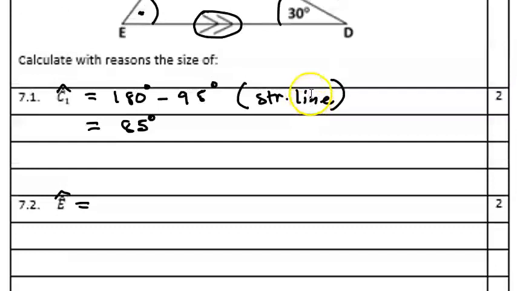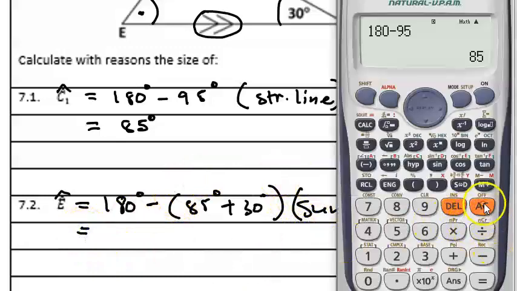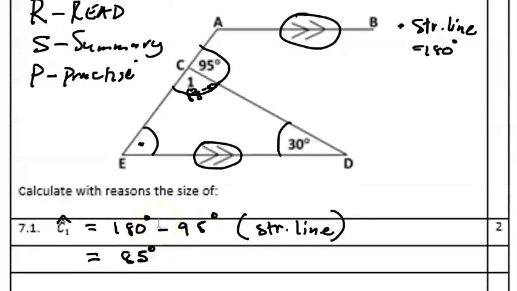Sum of angles of a triangle add up to 180 degrees. So E is equal to 180 degrees minus 85 plus 30 degrees. Sum of angles of a triangle. And that's our reason, statement and reason. Let's put that in our calculator just to assist us a little bit. 180 degrees minus 85 plus 30 equals 65 degrees. So the size of E is 65 degrees. Now let's look at if there was another way that we could have found E.